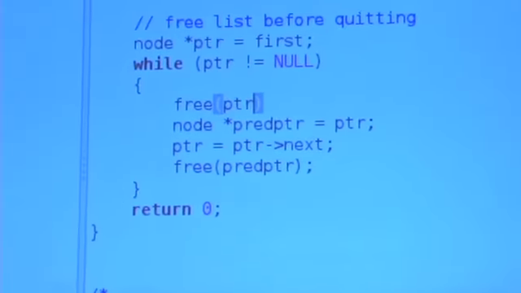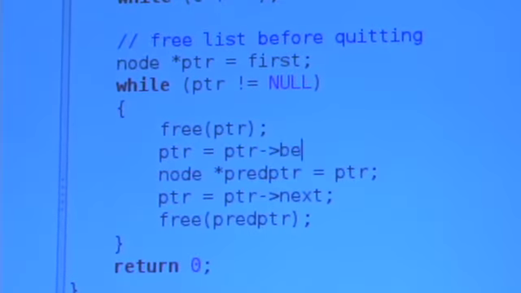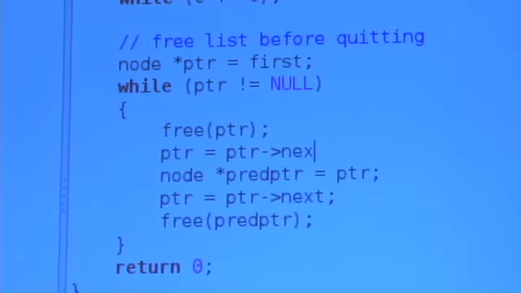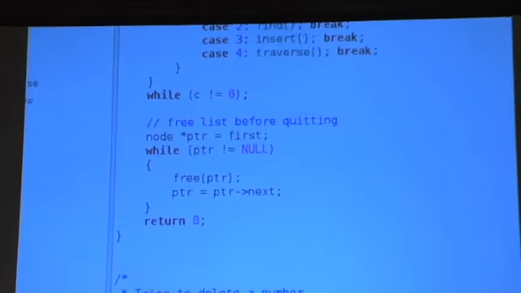Suppose I did the order of operations differently. Suppose I did this: free pointer, which feels very reasonable, and then do pointer gets pointer next. I mean, frankly, this is kind of intuitively, I think, much more straightforward. Free what you're pointing at, and then update yourself to the next pointer, and then repeat. But why is this bad?